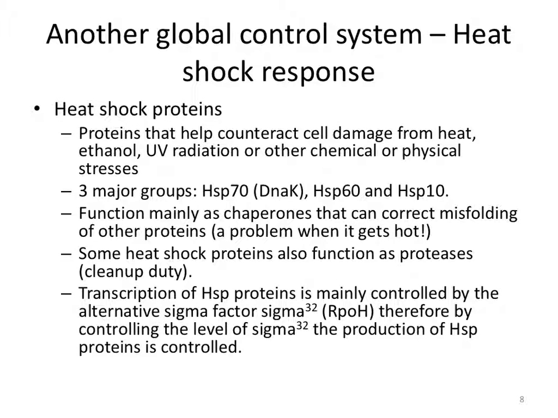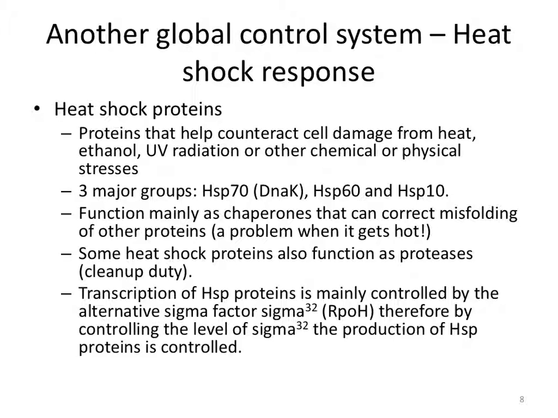Let's consider an example of another global control system, the heat shock response. So the cells make a variety of proteins that are known generically as heat shock proteins, or HSPs, and these have been well studied in E. coli. These are proteins that help counteract cell damage from heat, ethanol, UV radiation, or other chemical or physical stressors.